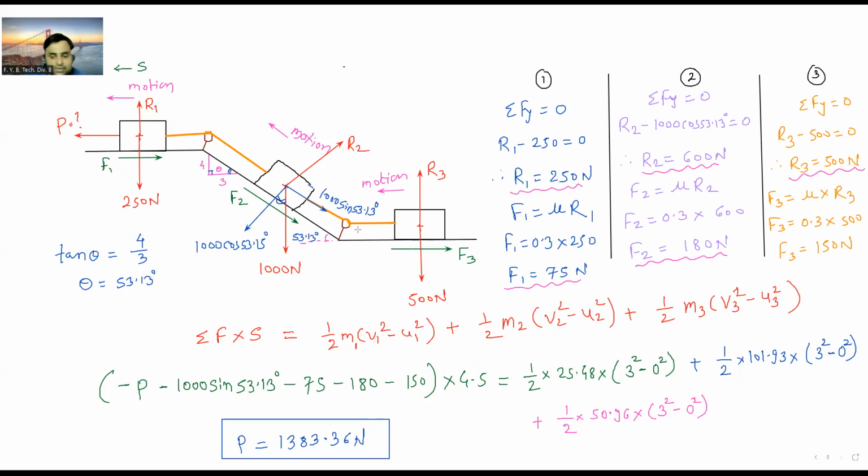Now have you understood what to do in these types of problems? There is only one formula: summation F × S is equal to change in kinetic energy. Change in kinetic energy means final kinetic energy minus initial kinetic energy. That is what we have done here. And as many blocks as there are, that many terms will come. Remember this. Is it clear now?